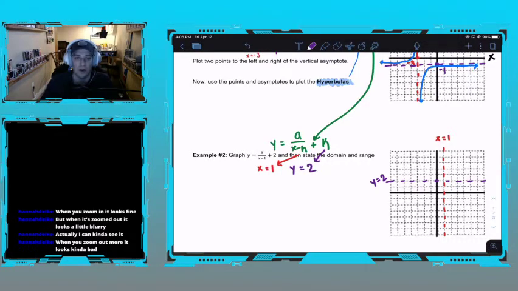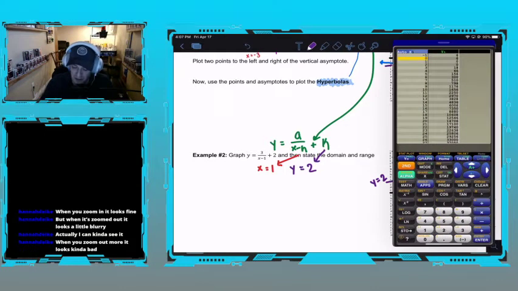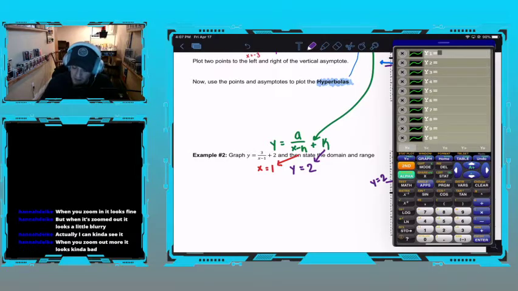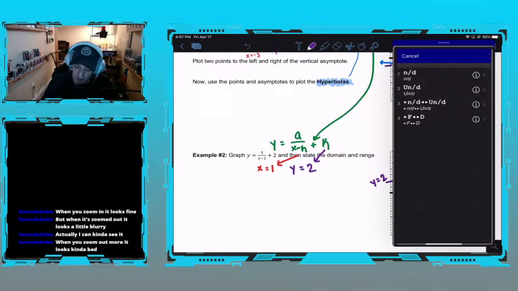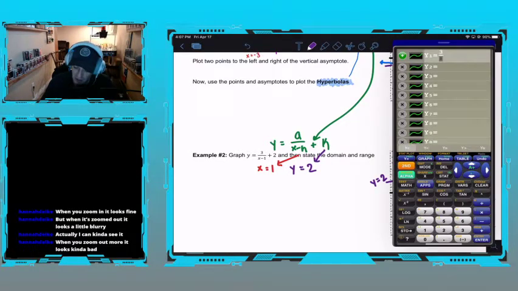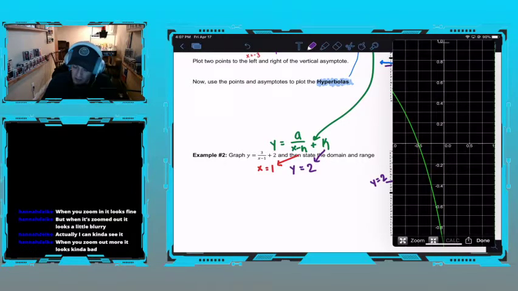Now our goal is to try and find which direction or where the graphs are going to be. So the easiest way to do the next part is just typing it right into the calculator, just like we've always done when we do graphs. So I'm just going to go to y equals, and I'm going to type in my fraction, which is 3 over x minus 1, and then plus 2. And I'm just going to hit graph.